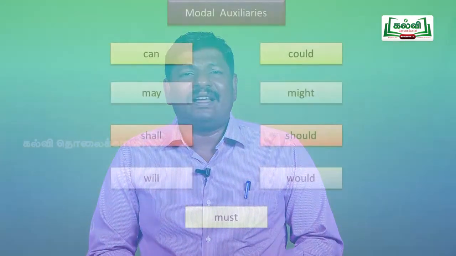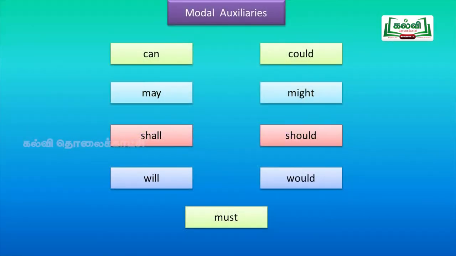Modal auxiliary is a special auxiliary which is used to denote a particular mood or to express the subject, that is expression of the subject. What are the modal auxiliaries? Can and the past form, could, may, might, shall, should, will, would, and must. So we have 9 modal auxiliaries.